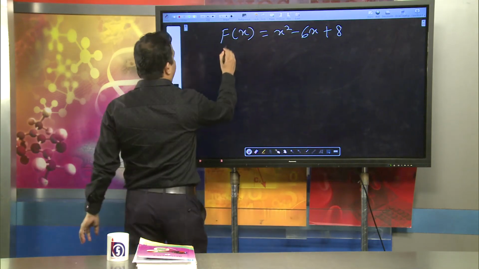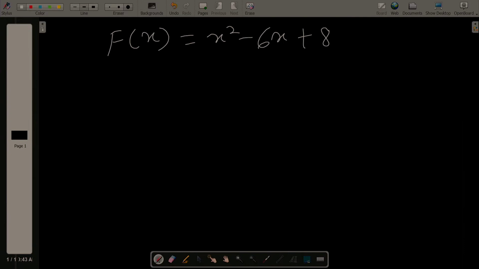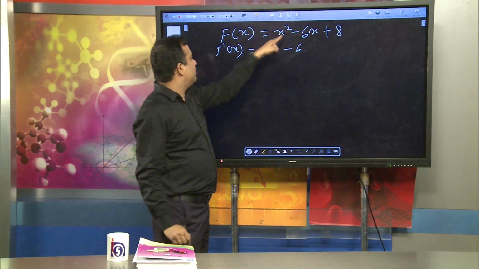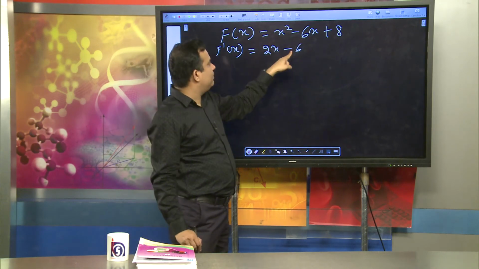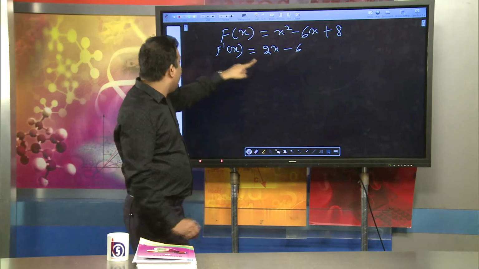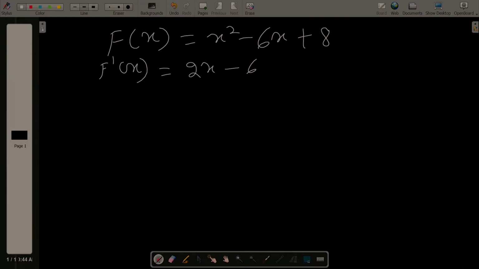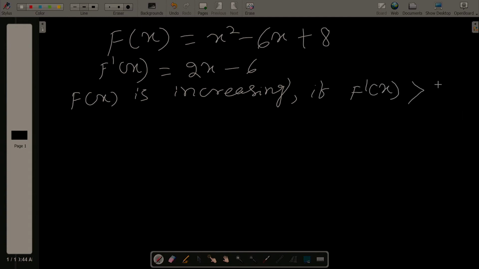Now suppose f of x equal to x square minus 6x plus 8. I can say f dash x is 2x minus 6. This is the derivative of the function, because the derivative of x square is 2x and the derivative of 6x is 6. And we already know that f of x is increasing if f dash x is greater than 0.